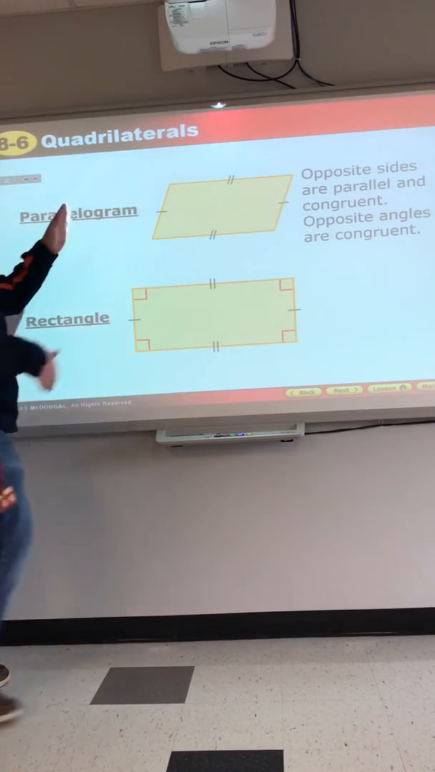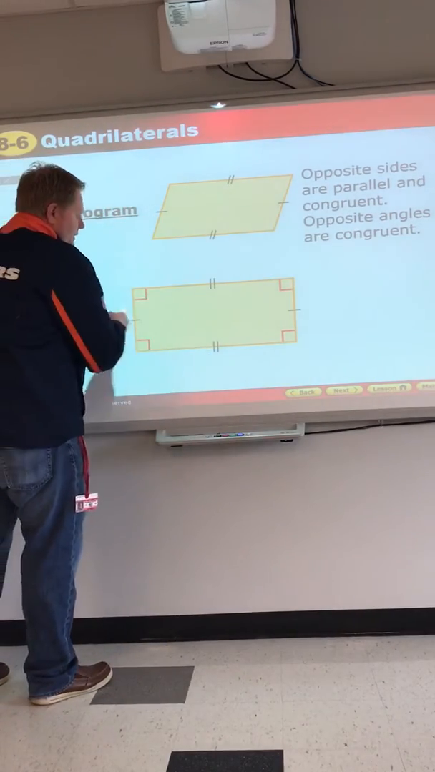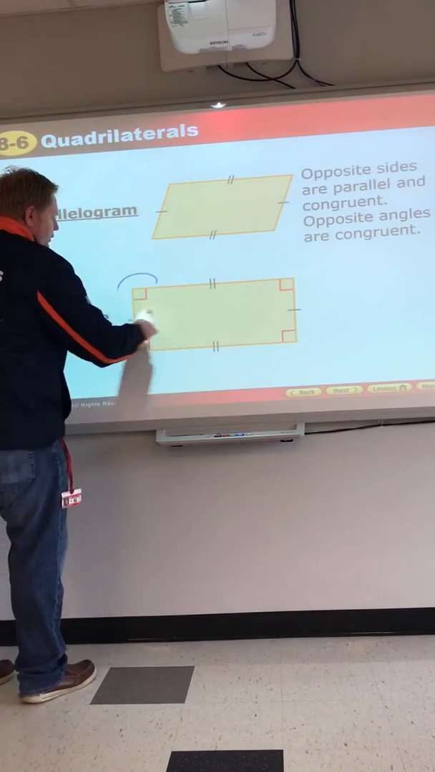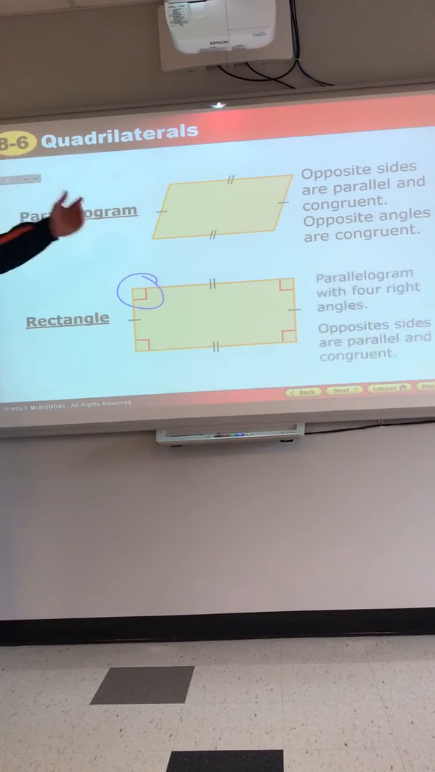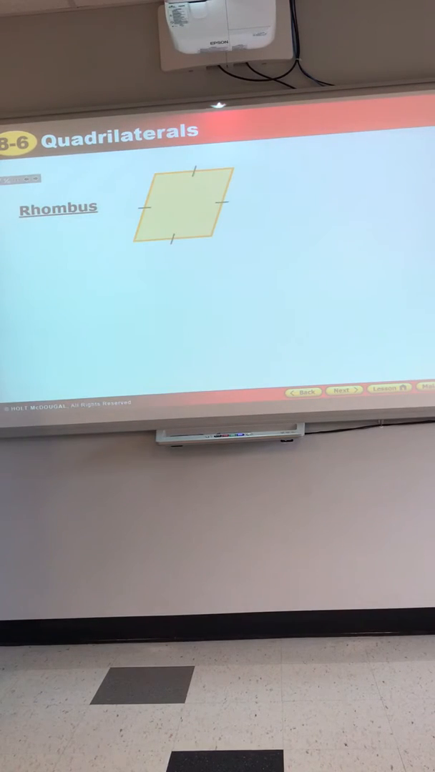Rectangle. Took the parallelogram and shifted it. Now, opposite sides are congruent and parallel. Only thing different, 90-degree or right angles. And there's the proof of it. I'm not lying to you. They did this. Remember, pause, look at these definitions as long as you need to. Don't forget about that. Then we come to a rhombus.